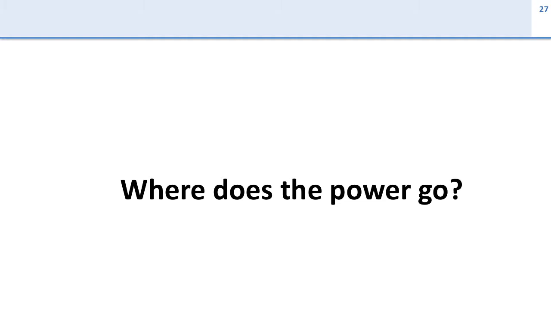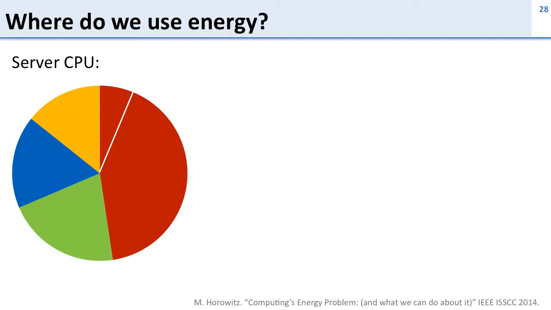Let's take a look at where power goes in a computing system. So first we'll start off and take a look at a server CPU. So here's where a server CPU spends its power. So the 8 cores on the CPU are just under half of the power. You can see how much power each core is.